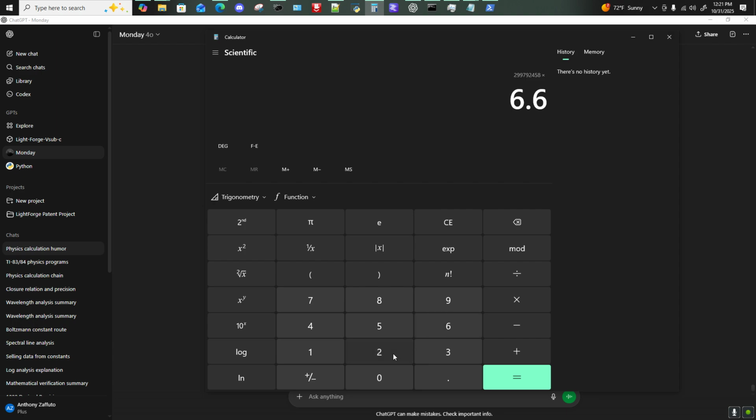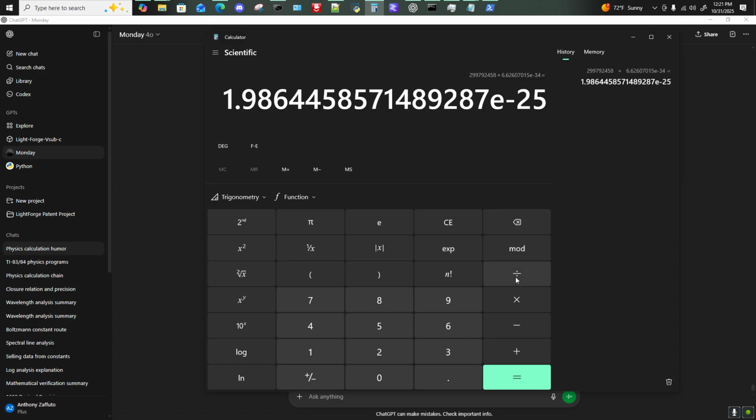Next, we calculate the energy using Planck's relation. Multiplying frequency by Planck's constant gives us an energy of approximately 1.986 times 10 to the minus 25th joules. We then divide that energy by the speed of light to find the momentum. The result is numerically equal to Planck's constant. This tells us that at a 1 meter wavelength, the photon's momentum equals h.